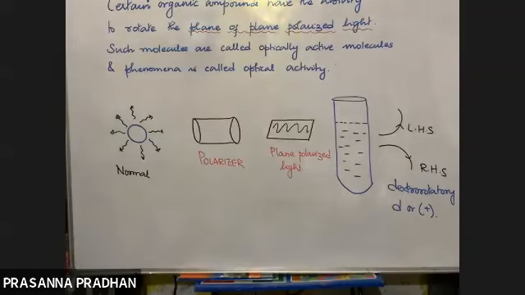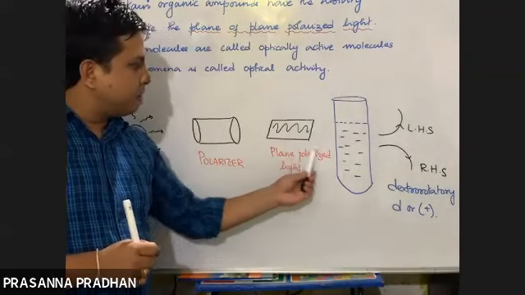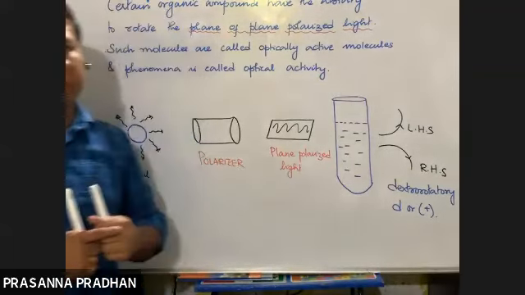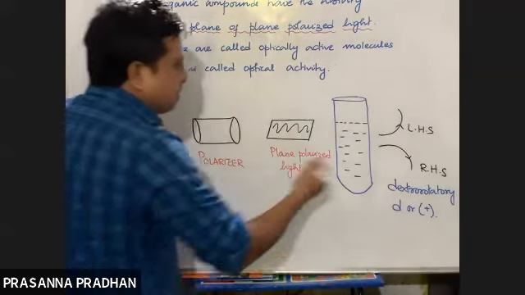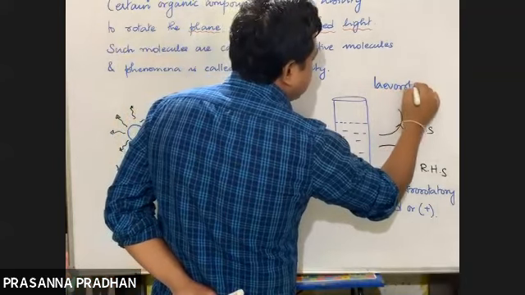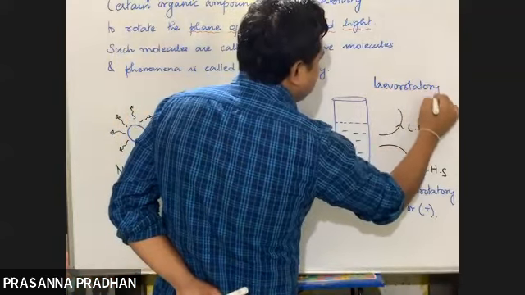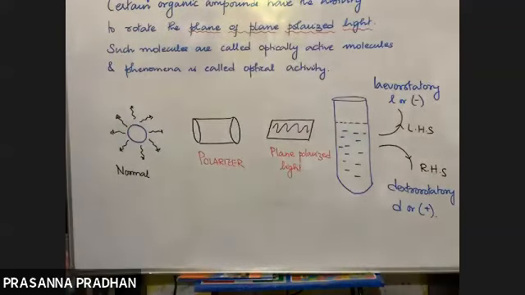So what are dextrorotatory molecules? Optically active molecules which rotate the plane polarized light towards the right hand side are known as dextro. And those which rotate the plane polarized light towards the left hand side are known as levorotatory. They are denoted by a small l or a minus sign.